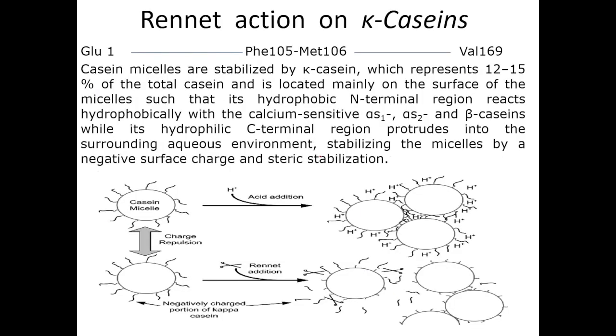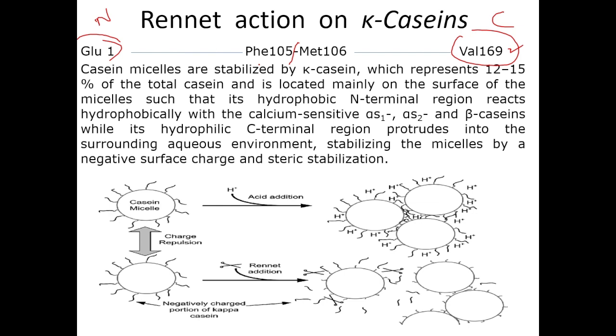Now coming to the topic of today, that is Rennet action on kappa casein. Kappa casein is a molecule having 169 amino acids. Here you can see the N terminal is glutamic acid and the C terminal is valine. Position 105 is phenylalanine and 106 is methionine. Rennet acts on this position, the phenylalanine and methionine bond.